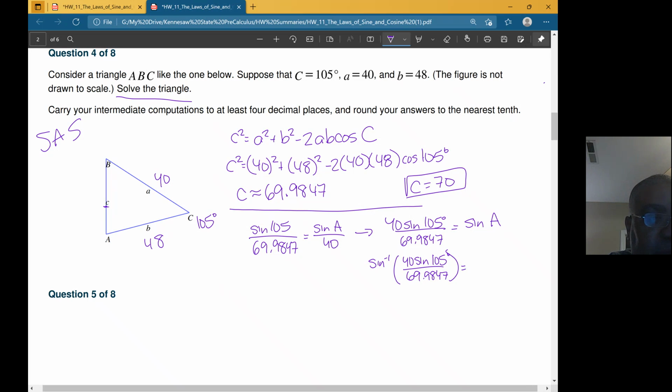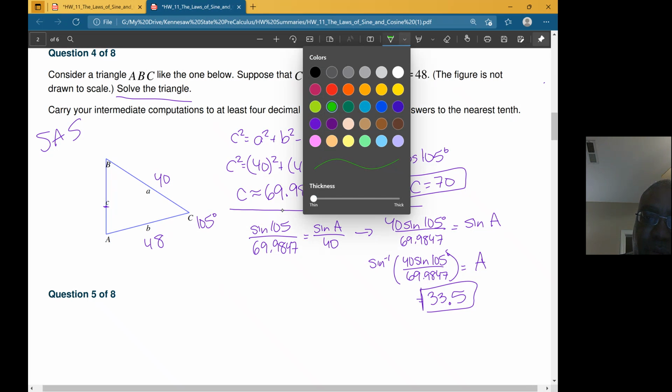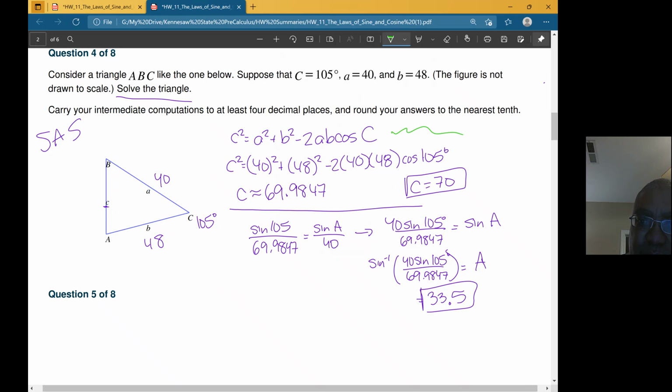This is not ambiguous because it's not side side angle. 40 sine 105 over 69.9847. And I get A is equal to 33.5. All right. Let's see if this is good. Yeah, we'll use that.